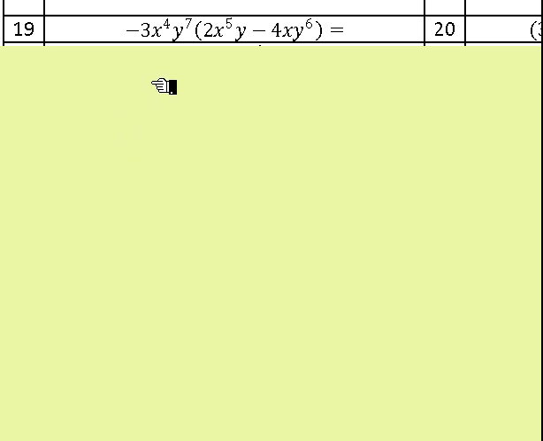In number 19, we're multiplying a monomial times a polynomial. And we're going to do this by simply distributing through or multiplying through. So first we're going to multiply minus 3x to the fourth y to the seventh times the first term, 2x to the fifth y. So minus 3 times 2, that's negative 6. Multiply the powers of x, add those exponents, and we get x to the 9. And the powers of y, add the exponents, we get y to the 8th.